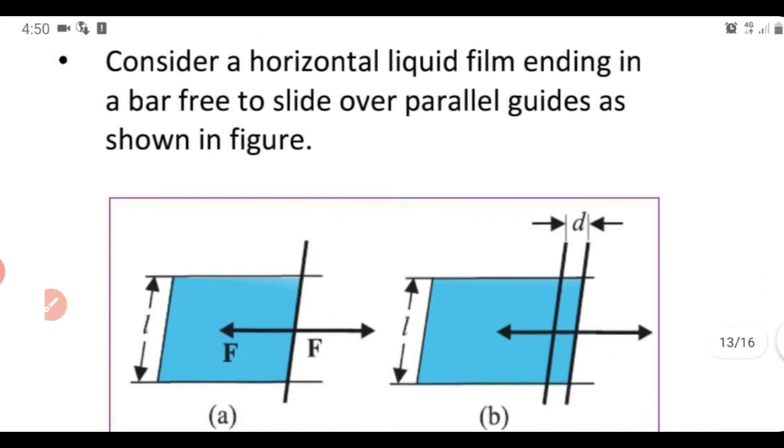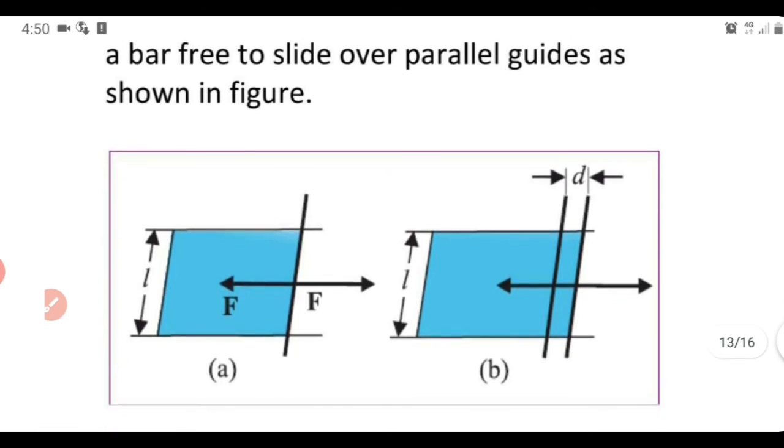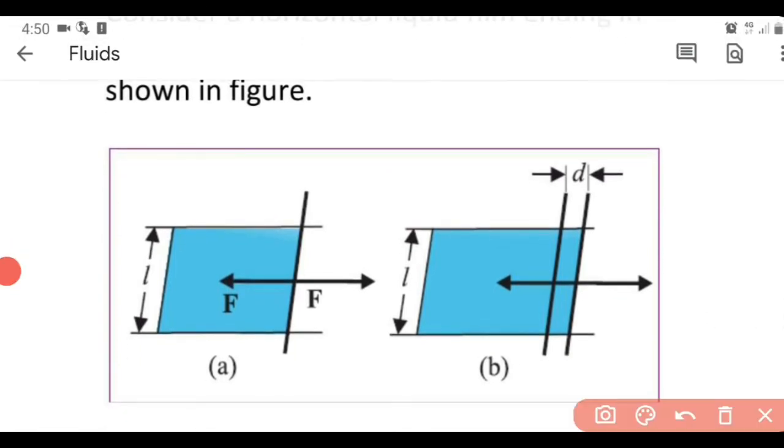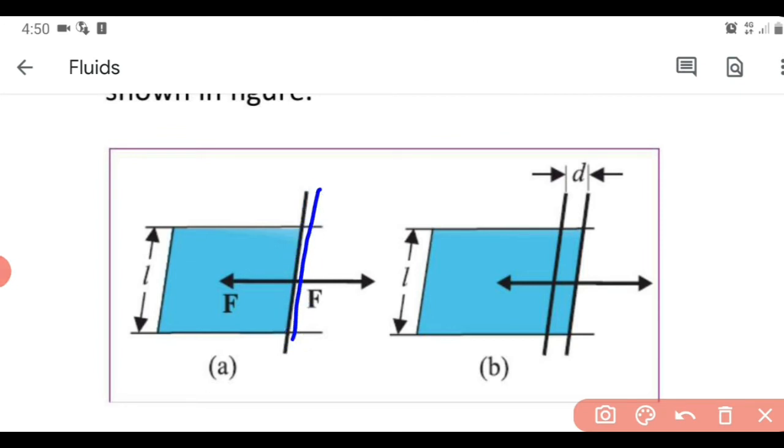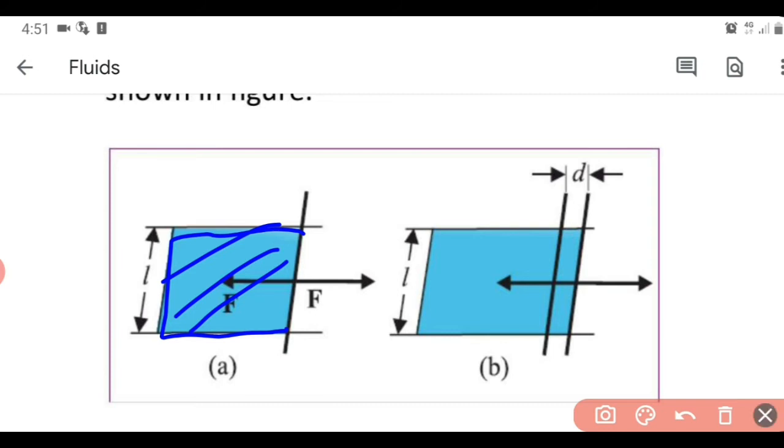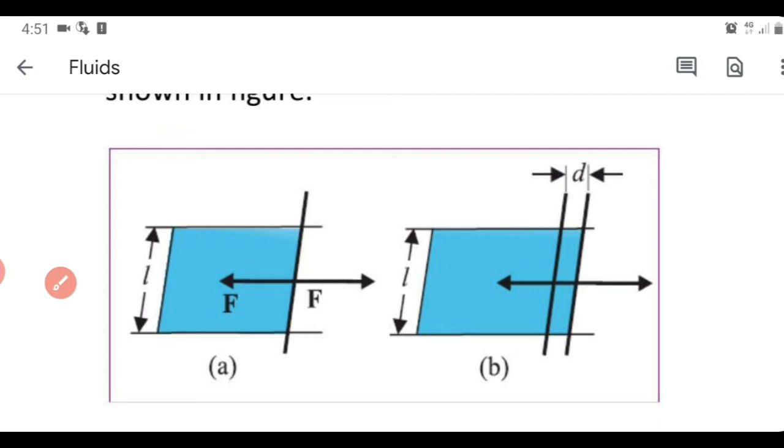Now we consider a rectangular frame with a movable side. In this frame, this is the movable side. It can be moved, and the other sides are fixed. This rectangular frame is dipped in a soap solution, so that we have a film of soap formed like this. This is a film of soap solution. So we have a liquid film in the rectangular frame, and the shape of the soap film is rectangular.